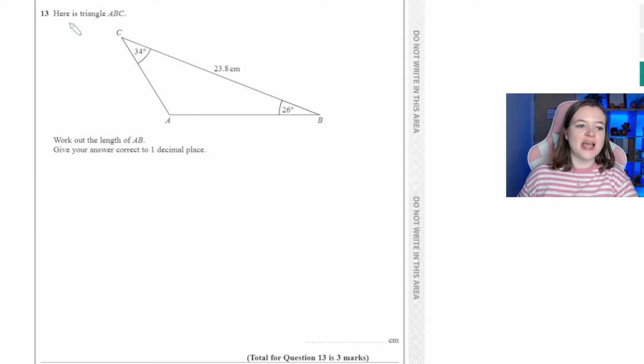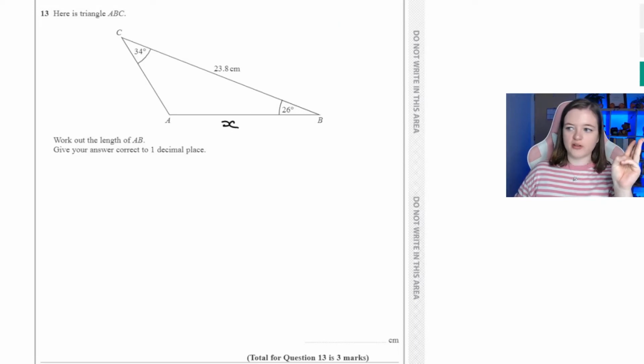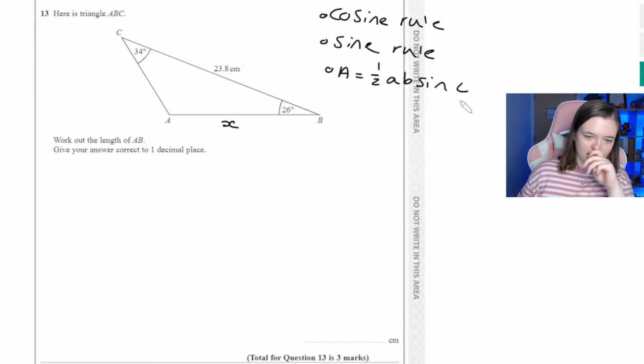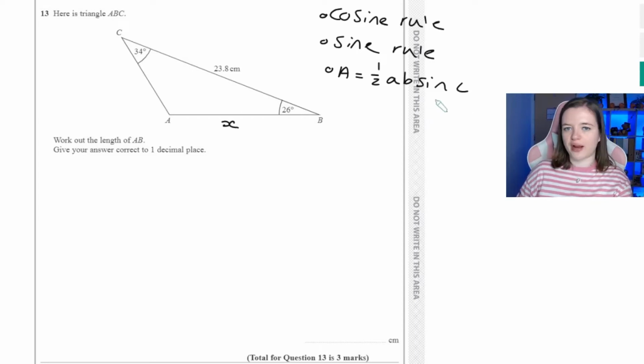Question 13. Here is triangle ABC. Work out the length of AB. Give your answer correct to 1 decimal place. Okay, you want to work out the length of AB, so that's going to be this one here. For a non-right angle triangle, you've got 3 options. You have either A, the cosine rule, B, the sine rule, or C, area is a half ab sine C. Those are the only 3 things I can get you to do with a non-right angle triangle.